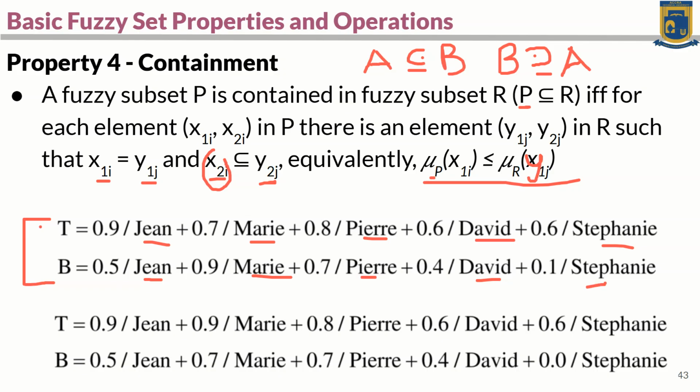The second rule says the degree of membership. If I'm saying that T is contained in B, it means the members have to be the same, and also the degree of membership of T has to be less than the degree of membership of B. Let's look at these two subsets, T and B. Which one do you think is contained in the other one, from the explanation I've given so far?